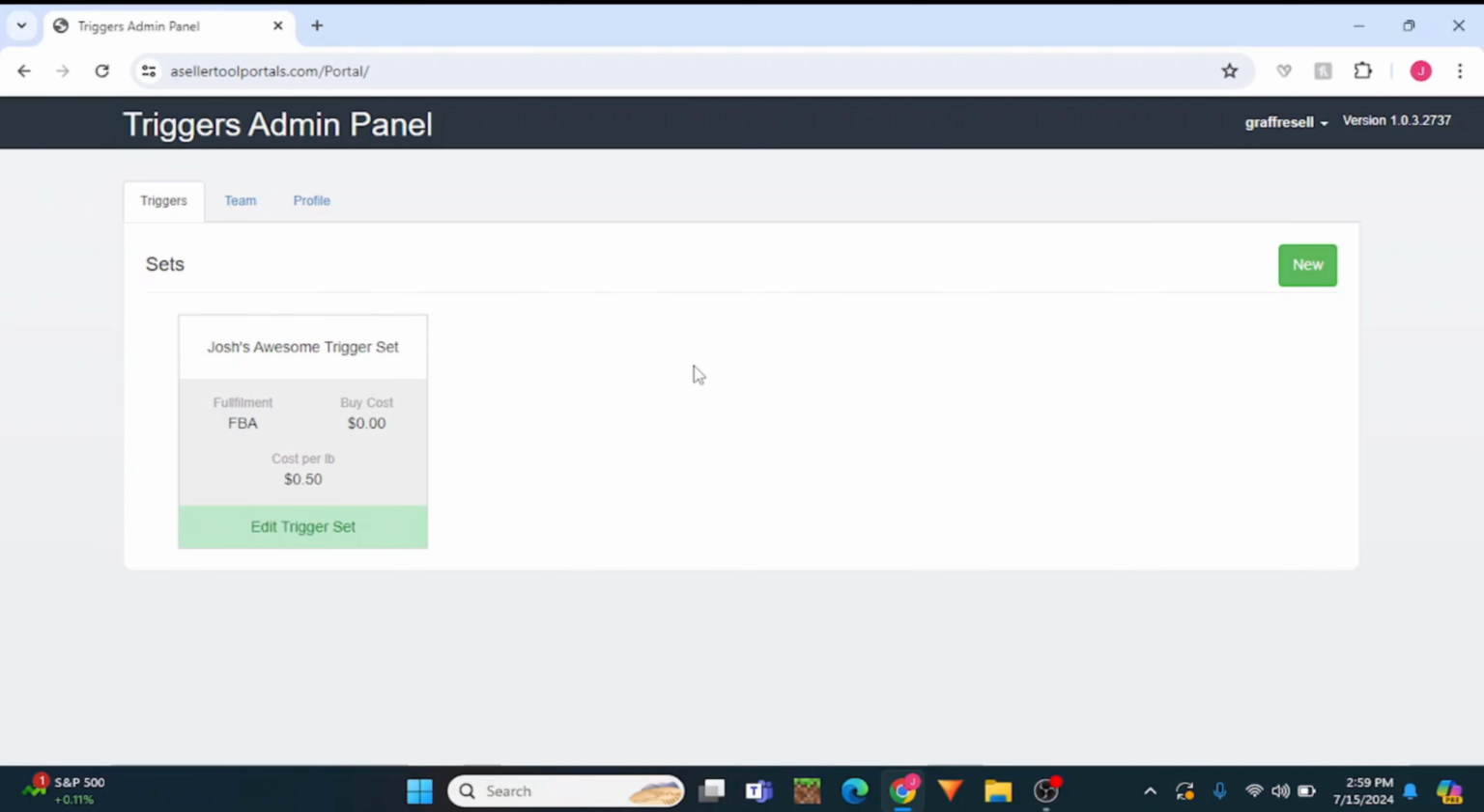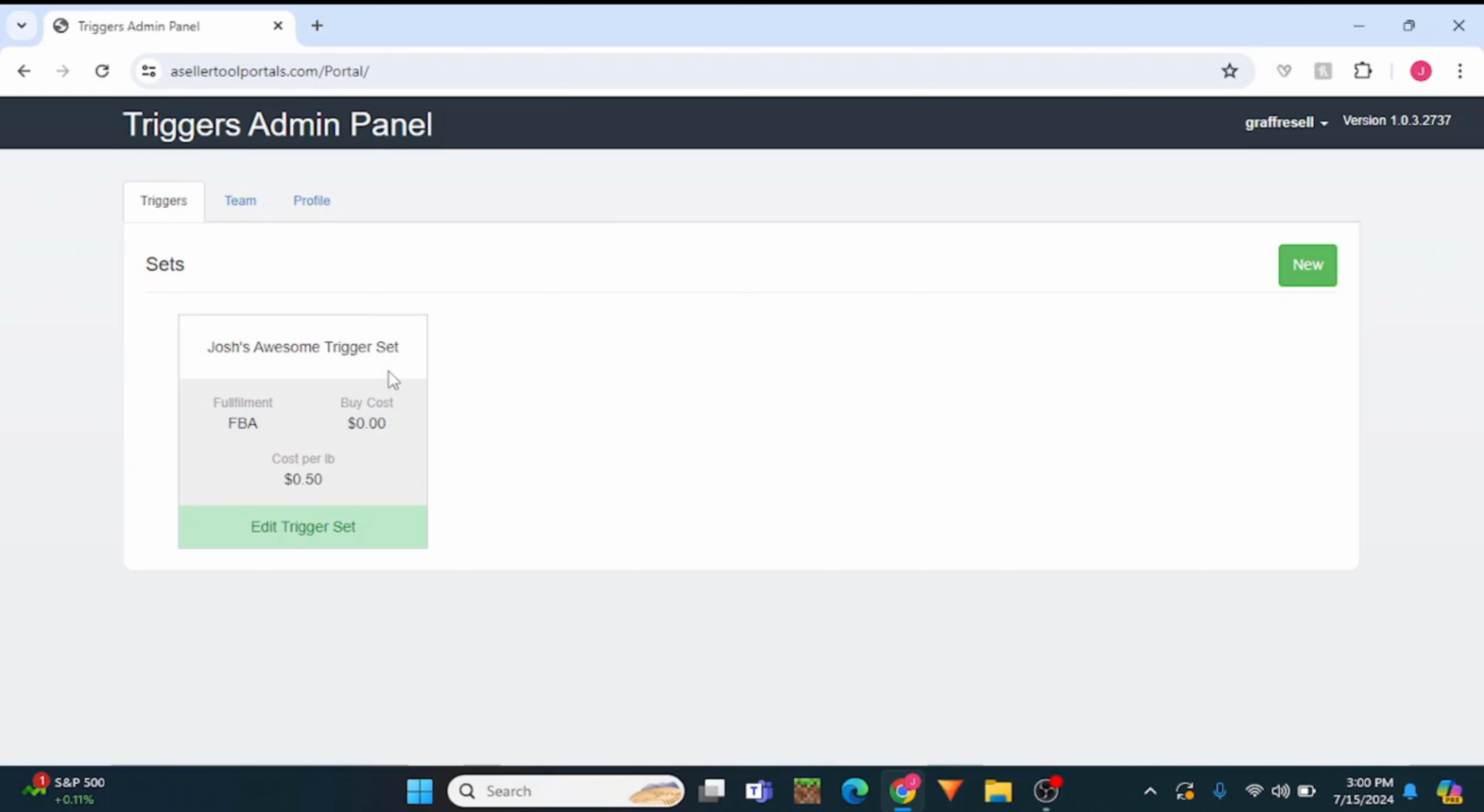All right, so we're going to be going over our, what do we call these? Trigger set that I use. So we're at asellertoolportals.com. I've logged in already. I'm not going to show you my login information. And I've just titled this Josh's Awesome Trigger Set.